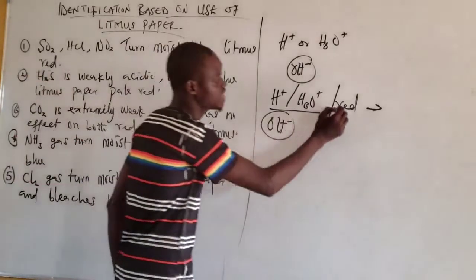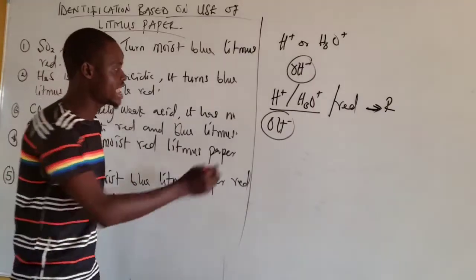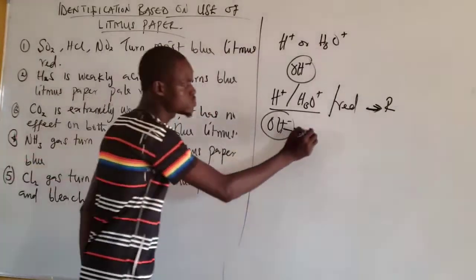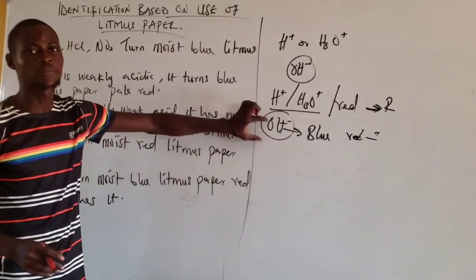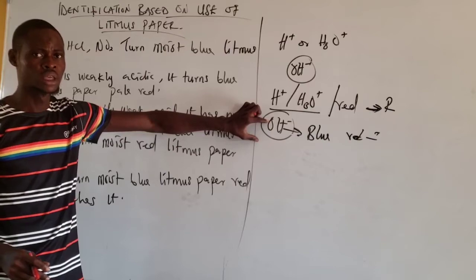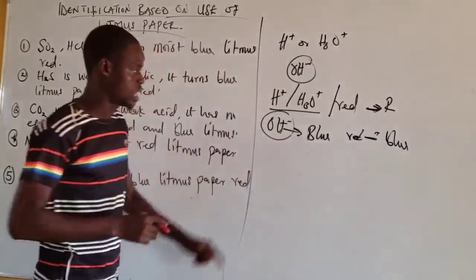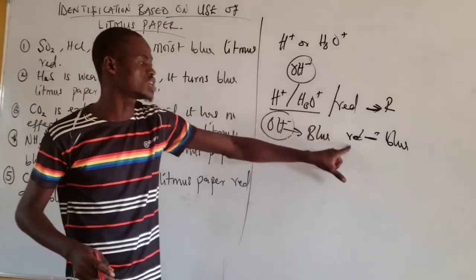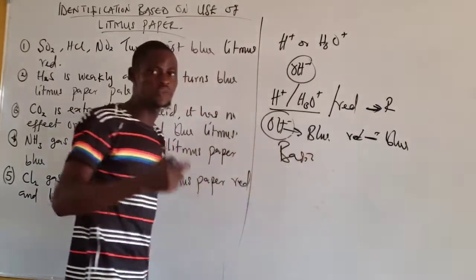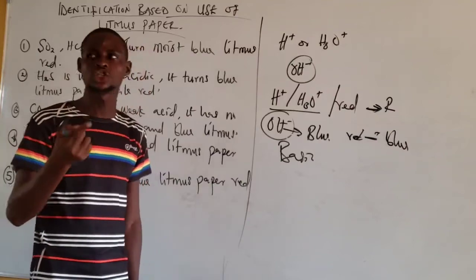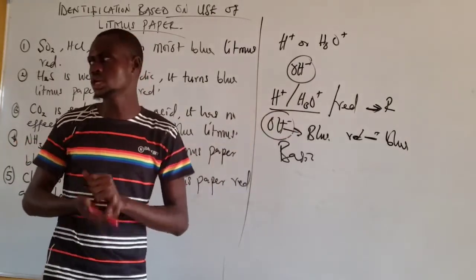Now, I said earlier that hydrogen ion has no effect on red litmus paper, but it turns blue litmus paper into red. This shows the presence of hydronium ion in that solution. And note, if a substance changes from red to blue, as I said, OH does not have any effect on blue, but it changes red into what? Blue. It shows that the solution is a basic solution. And if it turns a blue litmus paper into red, it shows that the solution is acidic in nature. There is presence of hydrogen ion or hydronium ion in that solution.